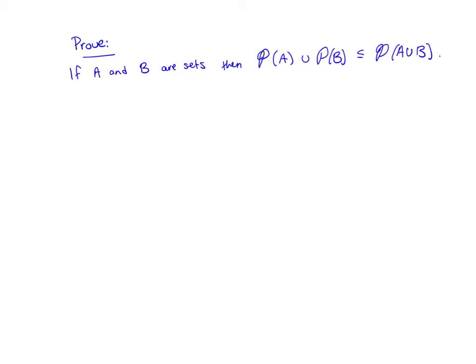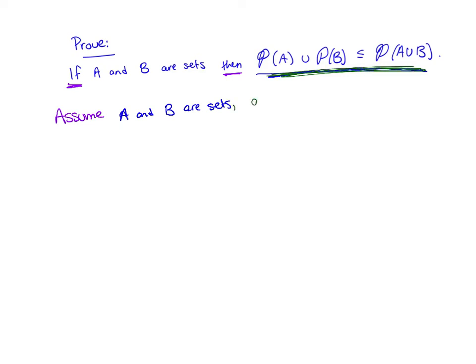Okay, so let's look at that. I know it's of the form of an if-then. So I should assume the if, that A and B are sets. And I know I'm trying to prove that we have this subset. That subset itself is another if-then.